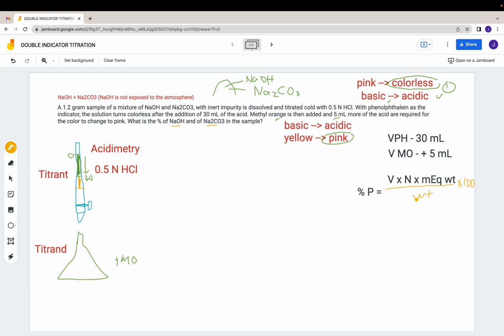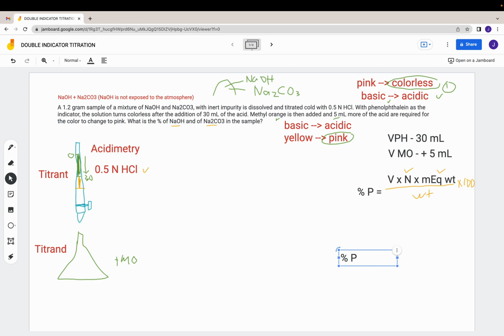Now the problem is this. You know the normality, right? The normality is given here. Your MEQ weight is easy to find. You just have to solve for the MEQ of your sample here, for example, NaOH. Let's write that down. So all the data that we know so far, let's write it down here.